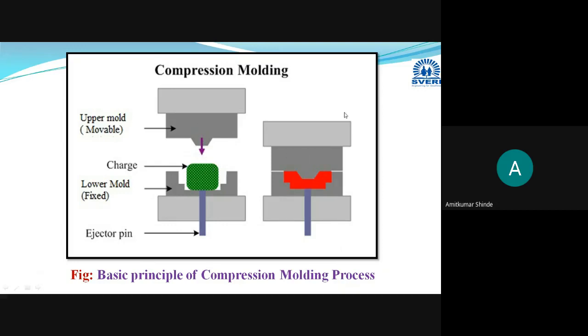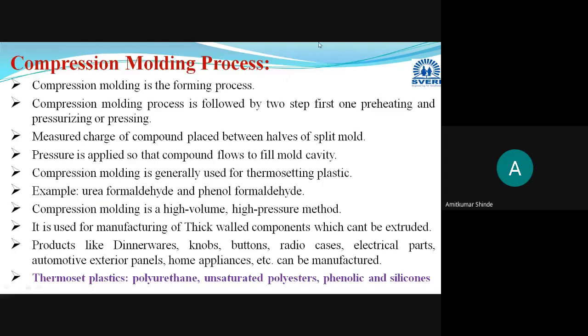In this stage you have to keep it for a certain period of time so that the pressure is applied, and it occupies the desired shape and size, and after that it is ejected with the help of the ejector pin. This is the compression molding process, and it is generally used for thermoset plastic material.